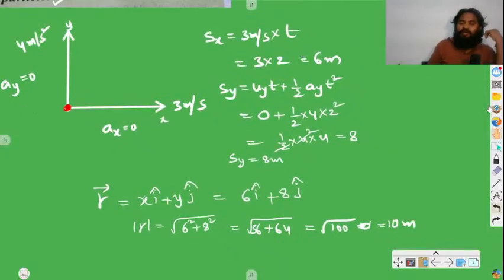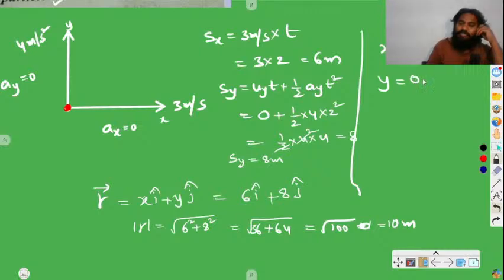So now here, if you observe carefully, from this equation you got x is equal to 3t, the displacement along the x-axis. At the same time, the displacement along the y-axis, y is equal to what? 0 plus half a_y t square, right? We got half a_y t square.